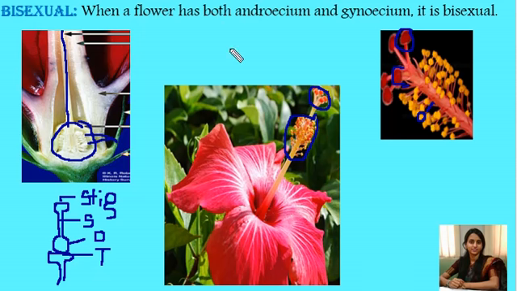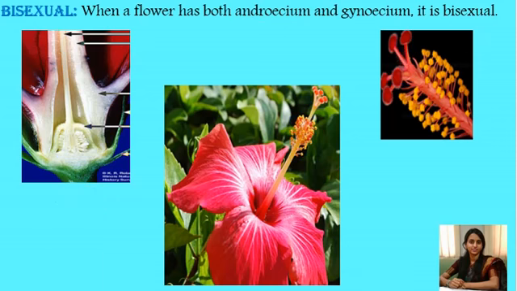Okay, so in the hibiscus flower, both androecium, that is the male reproductive part, and gynoecium are present. Hence this flower is known as what? Bisexual flower. Then what are bisexual flowers? When a flower has both androecium and gynoecium, then it is called a bisexual flower. What are the examples for bisexual flowers? You can mention mustard, hibiscus, then rose, sunflower, and so on. So all these are bisexual flowers.